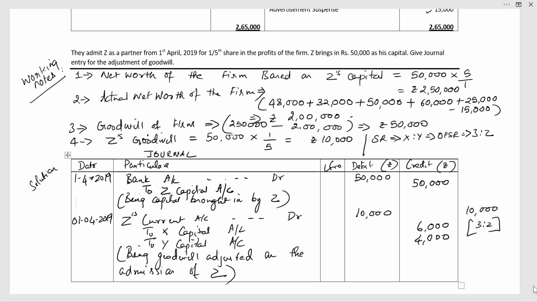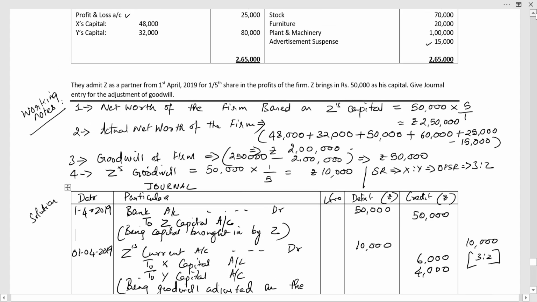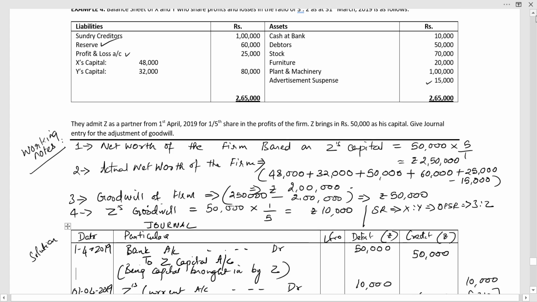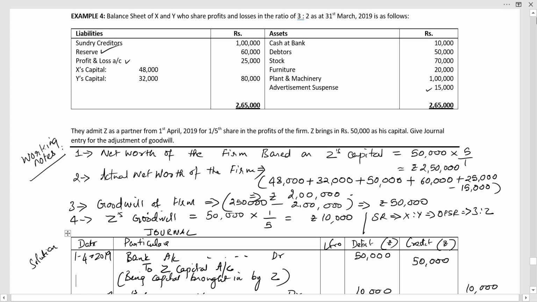So in this sum, since the balance sheet was given with particulars regarding reserve, accumulated profit and the fictitious asset, we need to take that also into account while calculating the actual net worth of the firm.